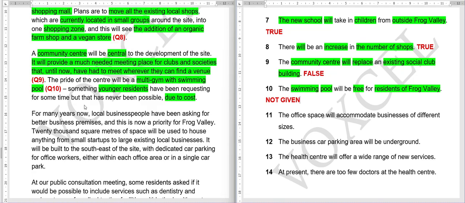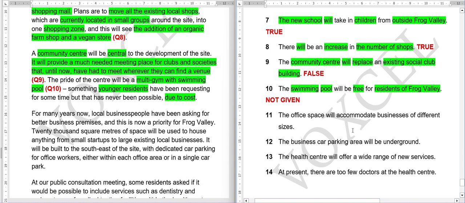But whether it will be free for residents or not, or how much fee they will have to pay, this is not mentioned here. Nothing of this sort has been mentioned in the paragraph, so we cannot say anything for sure. So that's why the answer will be not given. Hope it is clear. Moving on to the 11th question.